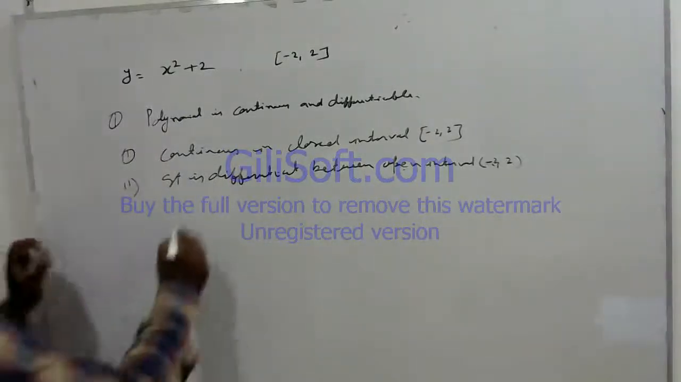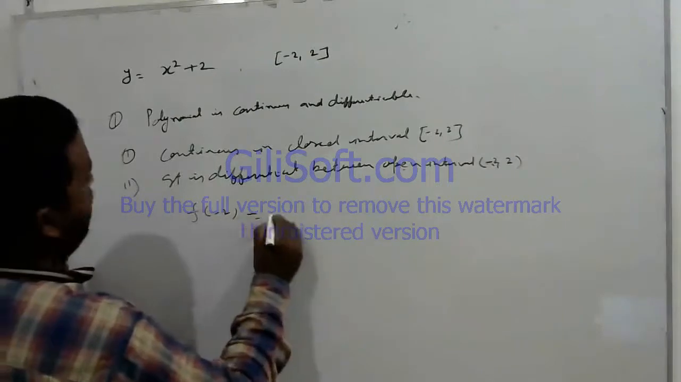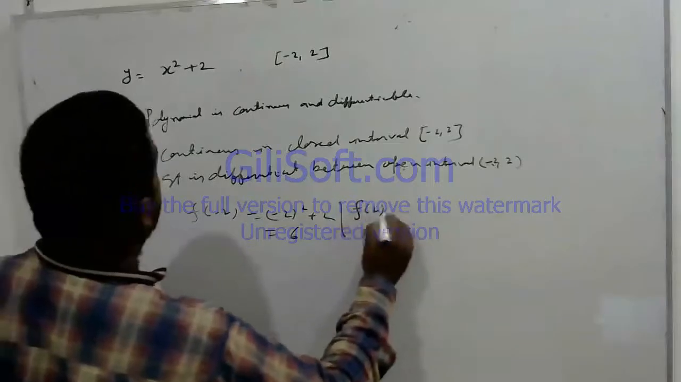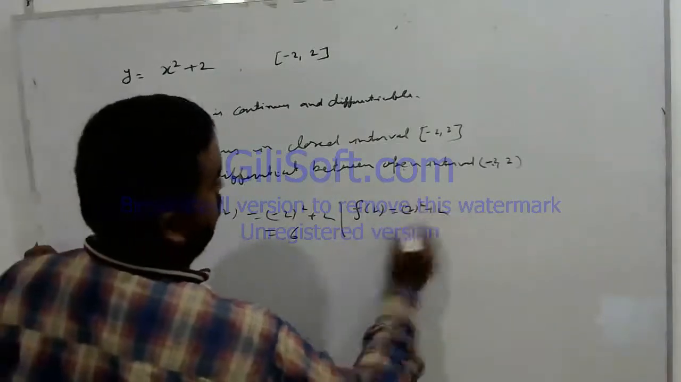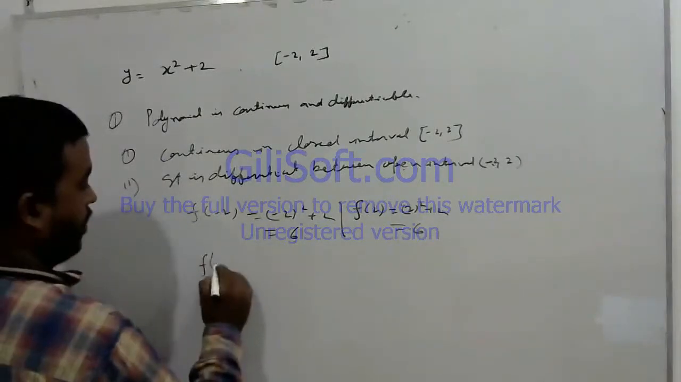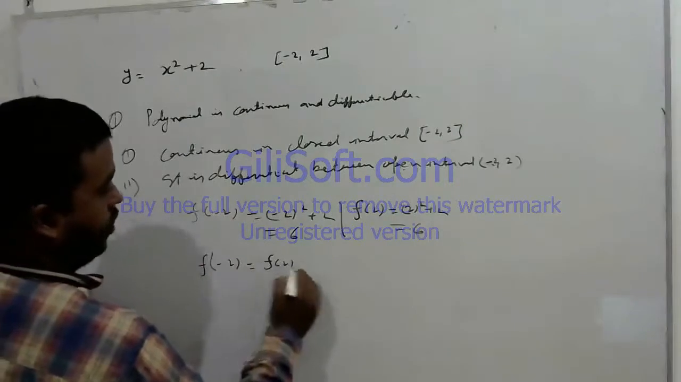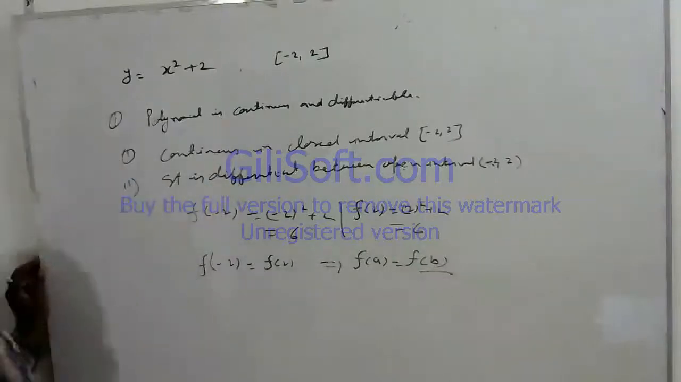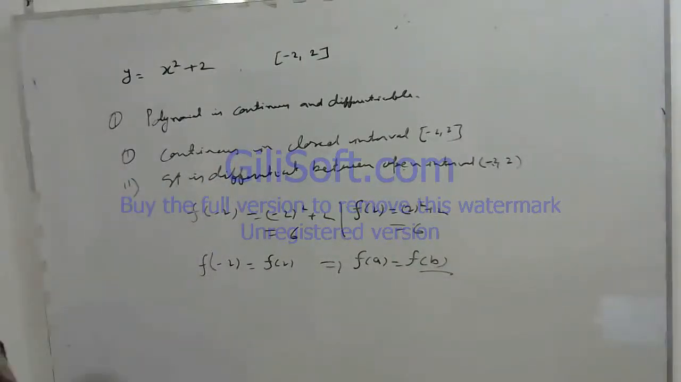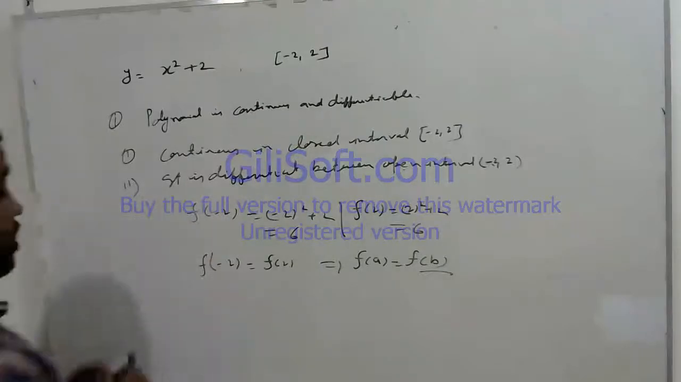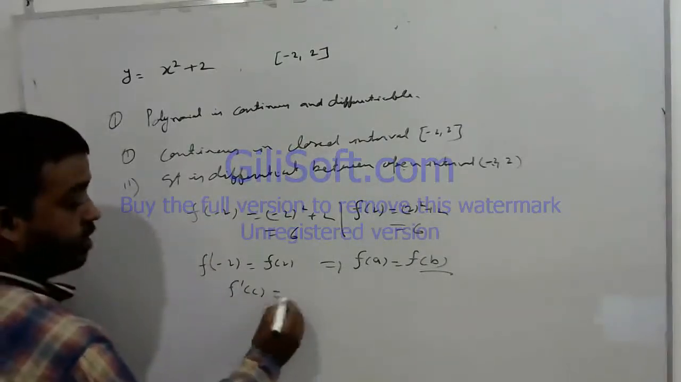Now check it. f(minus 2) is equal to minus 2 square plus 2, and that is equal to 6. And f(2) is equal to 2 square plus 2, and this is also 6. So we can see here f(minus 2) is equal to f(2). So it satisfies this condition also, f(a) is equal to f(b). So there must be a point between the interval minus 2 and 2, which gives us f dash c is equal to 0.